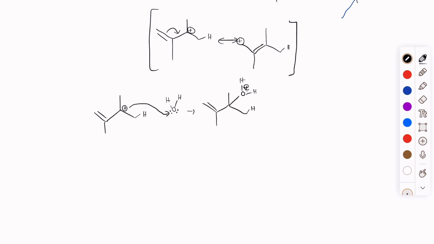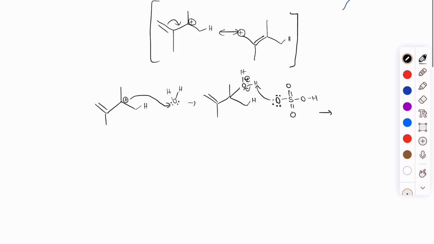And now a bisulfate ion is going to deprotonate one of the hydrogens, and the sigma bond breaks, shifting those electrons back onto oxygen, leaving you with this final product.